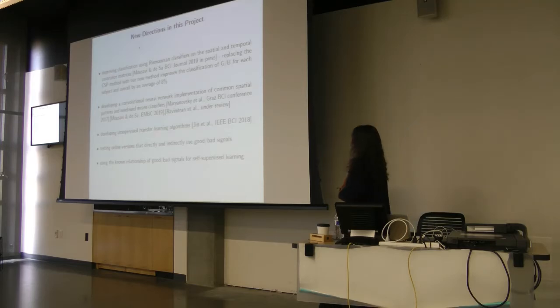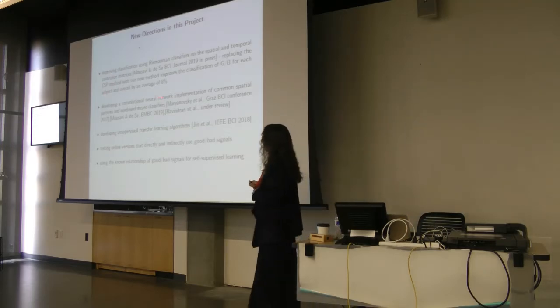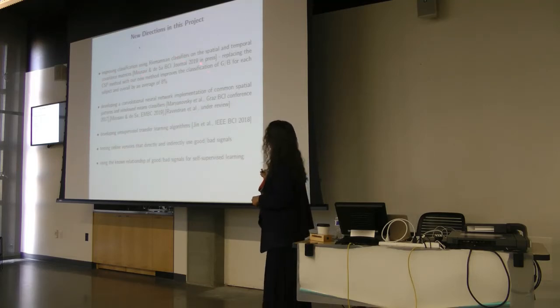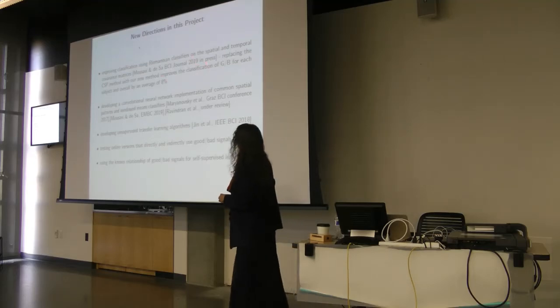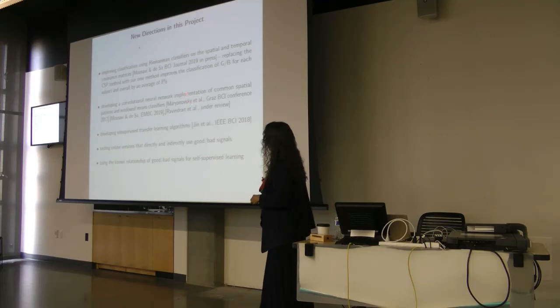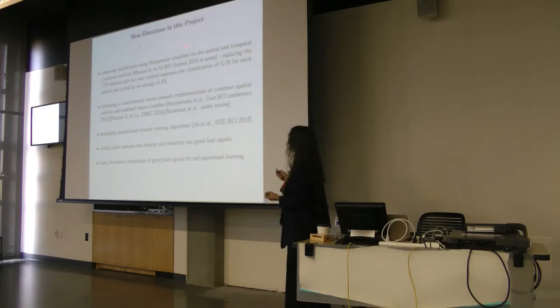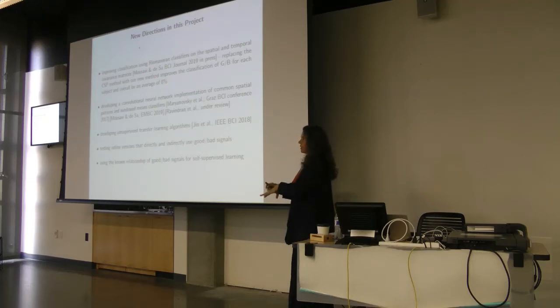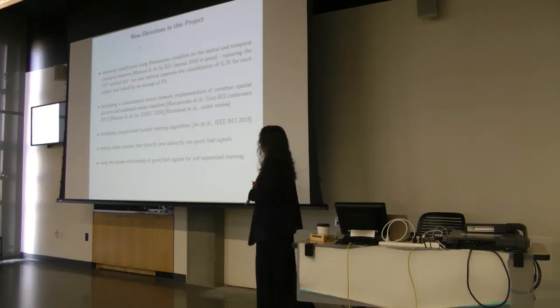Okay, so we are continuing work in this area. We're working on improving the classification using Riemannian classifiers of the spatial and temporal covariance matrices. We're actually dealing with the proofs right now, so it's in press. Replacing the standard CSP method, the common spatial patterns method, with this new method improves classification of the good-bad signals for each subject by an average of about 8%. So we hope to put that into the new system and it'll do even better overall.